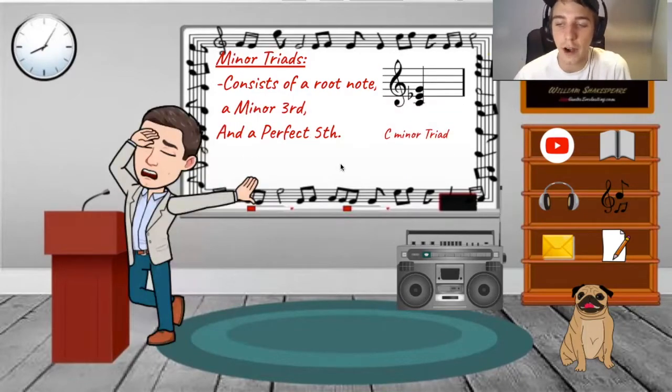For minor triads, instead of a major third, we're going to have a minor third. So that means that where we had an E natural in our major triad, for a C minor triad, we're going to have an E flat here instead because we flatted that third and made it a minor interval. So we have the root C, minor third E flat, and then perfect fifth G.